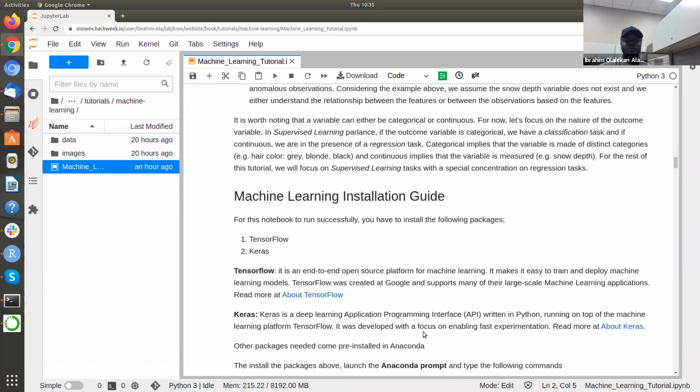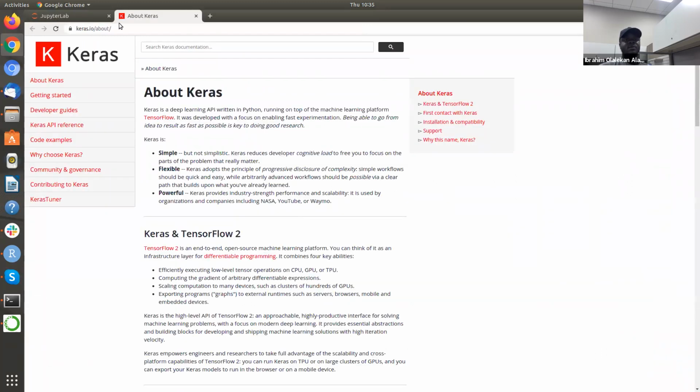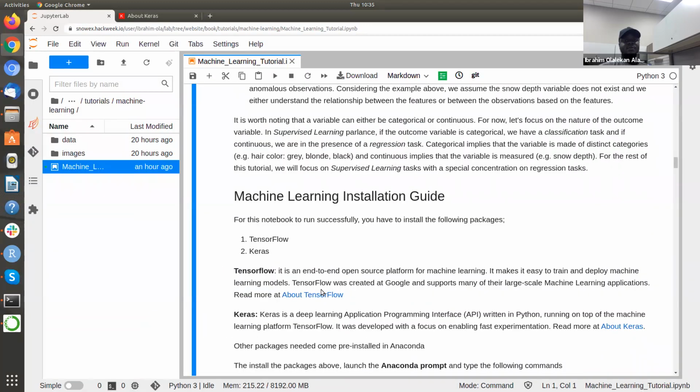For us to be able to do machine learning, at least for this tutorial, we need to install two packages. We have TensorFlow and we have Keras. TensorFlow is an end-to-end open source platform for machine learning. It was developed at Google and it supports most of their large-scale machine learning applications. You can read more about TensorFlow if you click on this. This is their website.